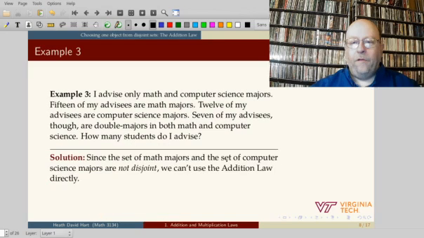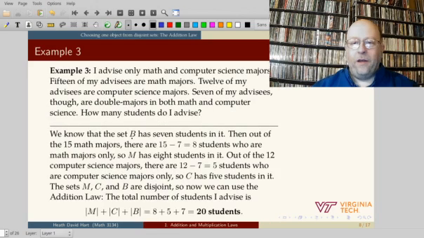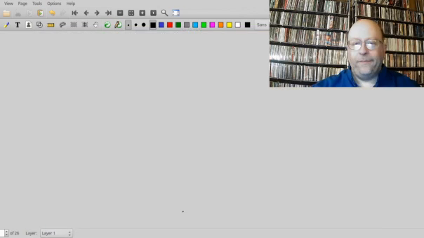Since the set of math majors and the set of computer science majors are not disjoint, we can't use the addition law directly. Instead, we separate the students into 3 disjoint sets: those majoring only in math, only in computer science, and students majoring in both subjects. And then we know that the set of both majors has 7 students in it. So there are 8 students that are math majors only and 5 students that are CS majors only. These sets are disjoint, and so we can use the addition law on those 3 disjoint sets, and we get 20 students. Okay.